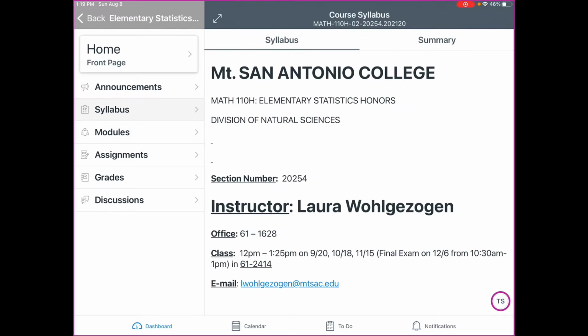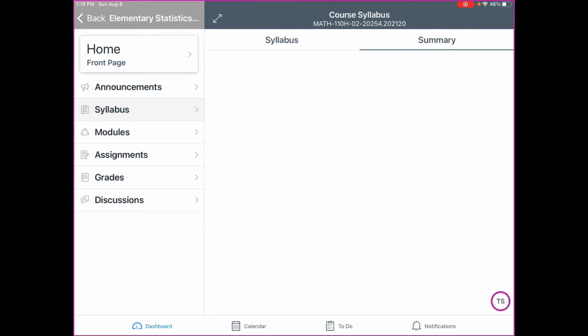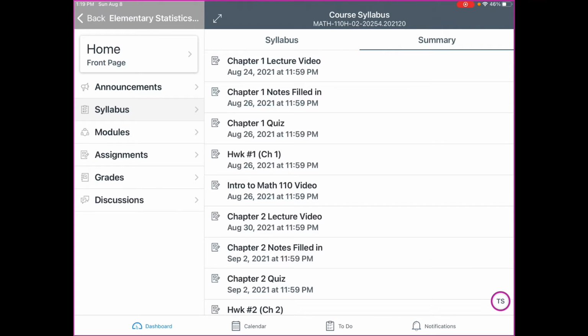The syllabus is going to be listed here, and then along with looking at it there, you can also find it in modules. The summary is really nice also because the summary is going to list everything that's going on in the semester when things are due. I am also on a tablet currently, and it's going to look a little bit different if you're looking on your phone or if you're looking on a computer, so keep that in mind.